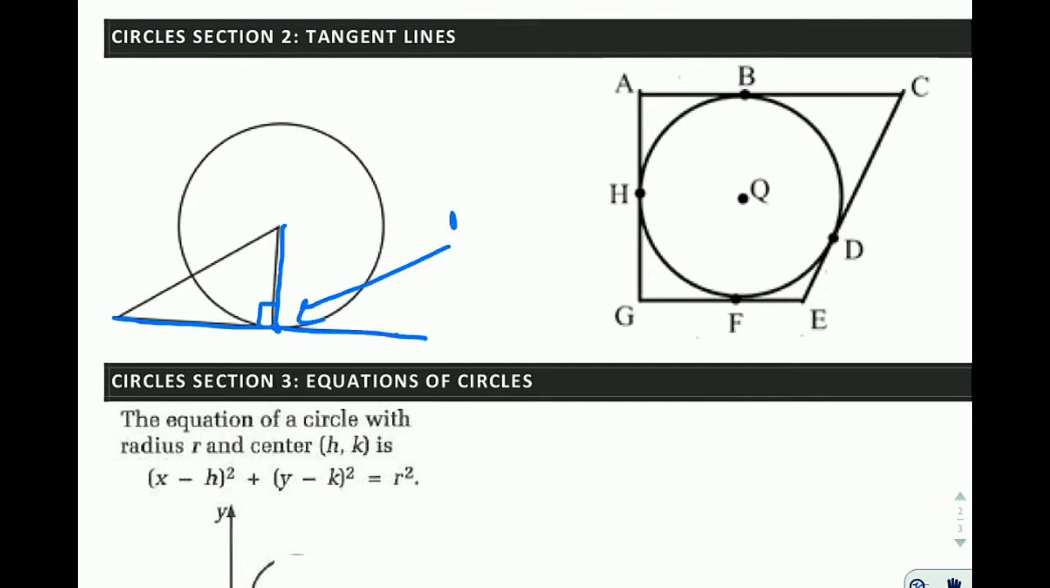So radius and tangent line make a 90-degree angle. Radius and tangent lines make a 90-degree angle. And that's always going to be true, and we're going to use that property quite a bit.